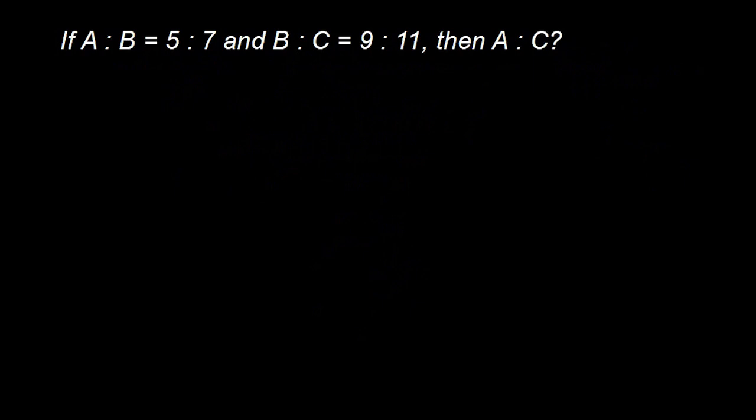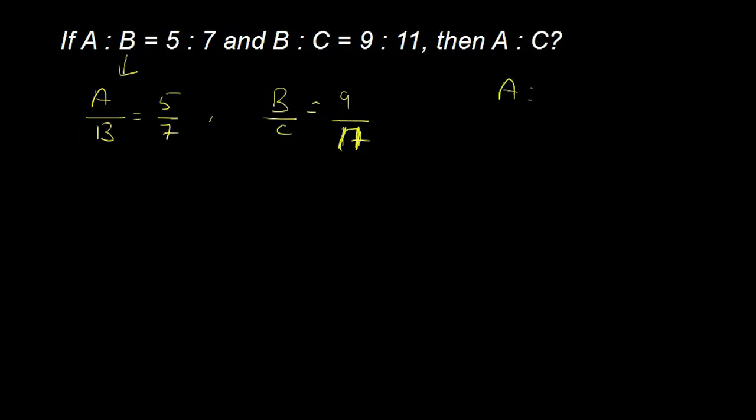If A ratio B is 5 ratio 7 and B ratio C is equal to 9 ratio 11, then find out the value of A ratio C. So I think it's an easy problem. What is A ratio B? Can I say this one as A by B, or A divided by B? And B ratio C is what? B by C. Sorry, this is 9 by 11. Now what we need is the value of A ratio C, or you can say this is A by C.